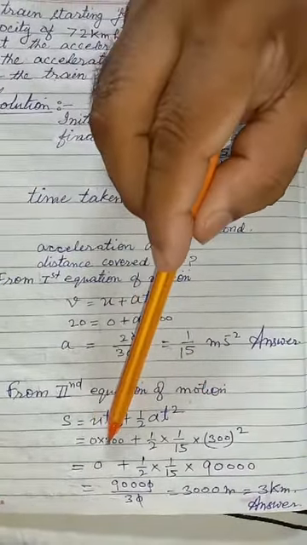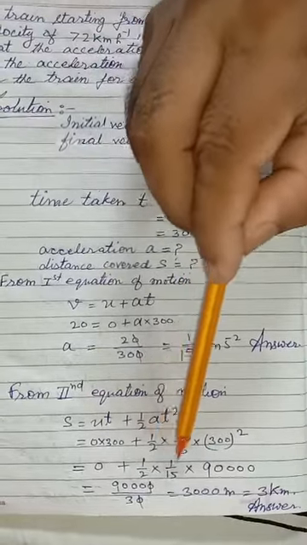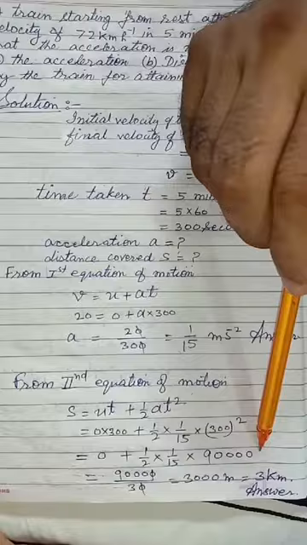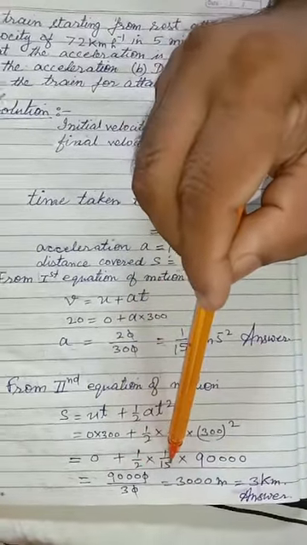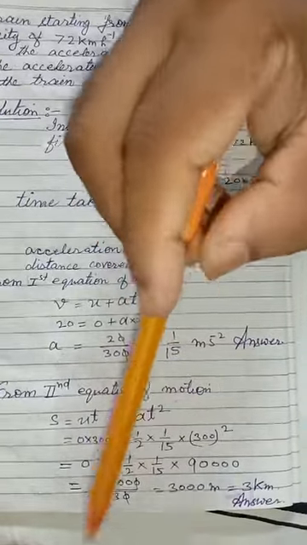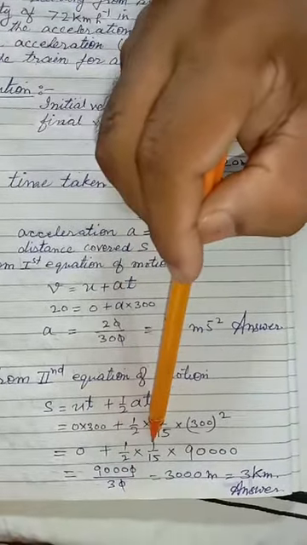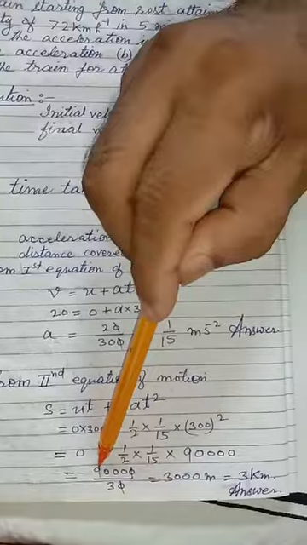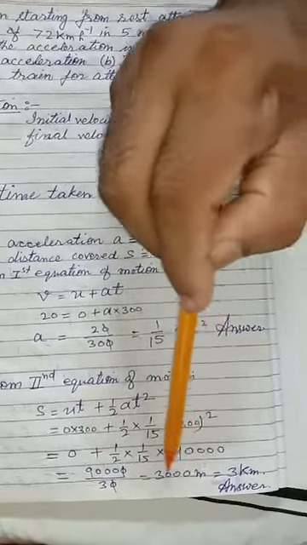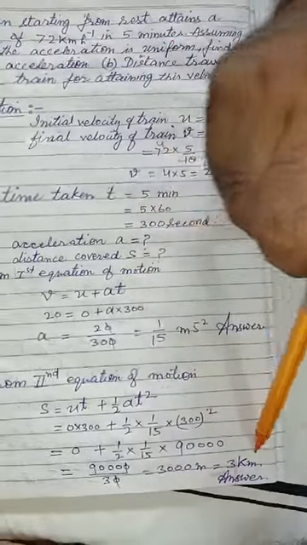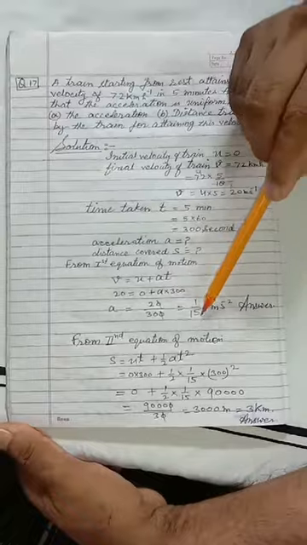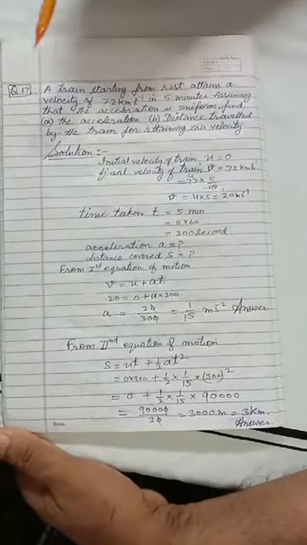So 0 into 300 is equal to 0, and 1 by 2 into 1 by 15 into 300 square is 90,000 over 30. 2 into 15 is 30, and 1 into 1 is 1, so 90,000 over 30. 0 0 cancel, 9,000 divided by 3 comes 3,000 meter, that is equal to 3 kilometer. So the distance traveled is 3 kilometer and the acceleration is 1 by 15 meter per second square. These are the two answers of this question.